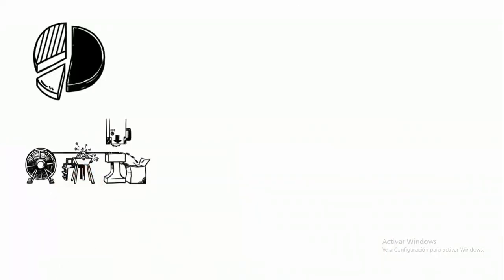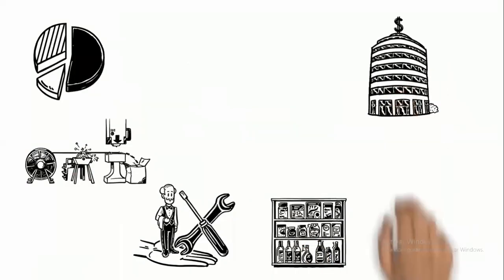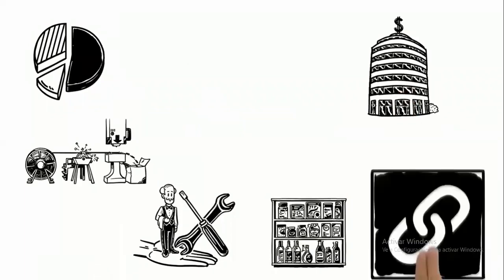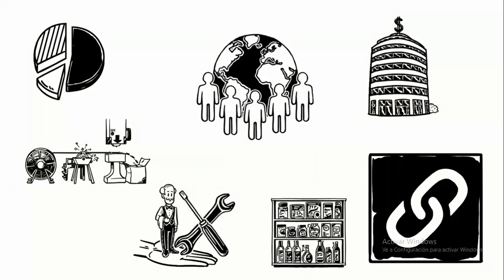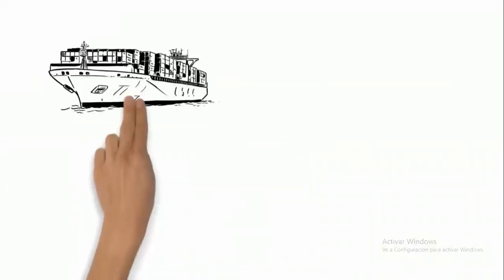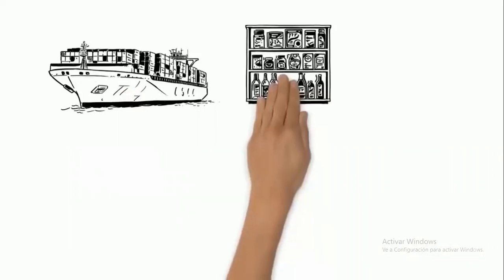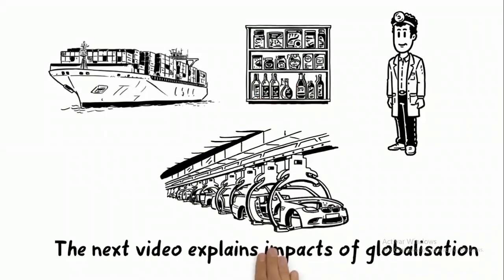The production and distribution of goods and services is increasingly dominated by very large companies known as transnational corporations, TNCs. The business links of TNCs create a more integrated world economy where decisions made in one country can affect people in other parts of the world. International trade has given countries access to goods and services they are unable to produce themselves or can obtain more cheaply from other places. Watch the next video to find out the impacts of globalization.